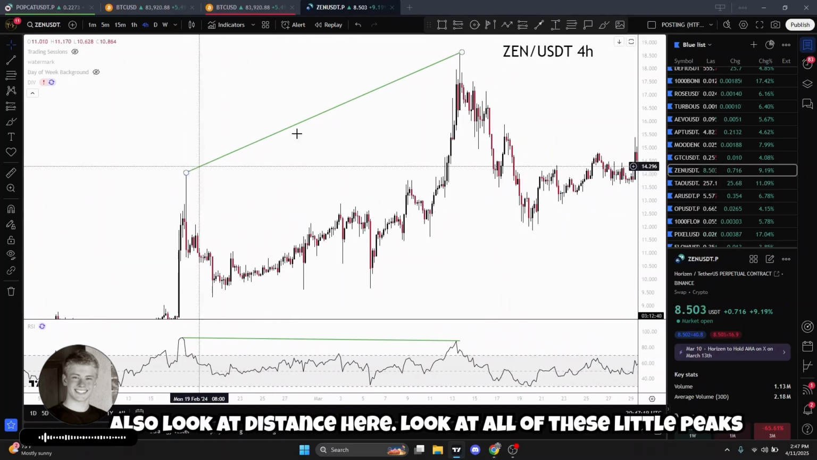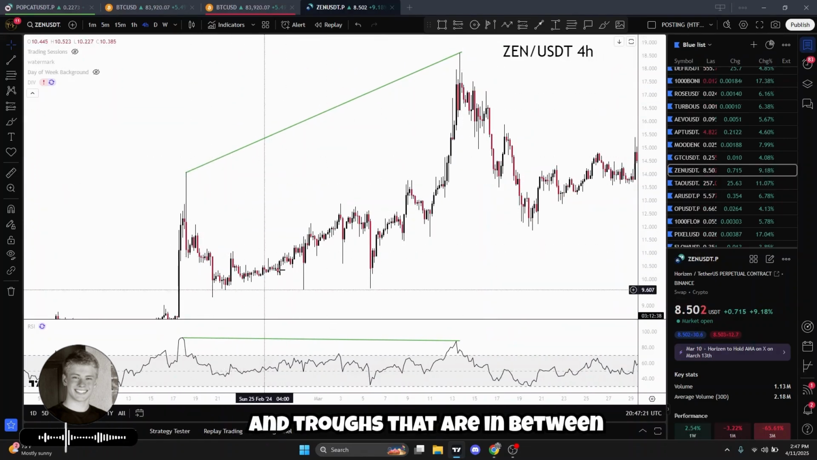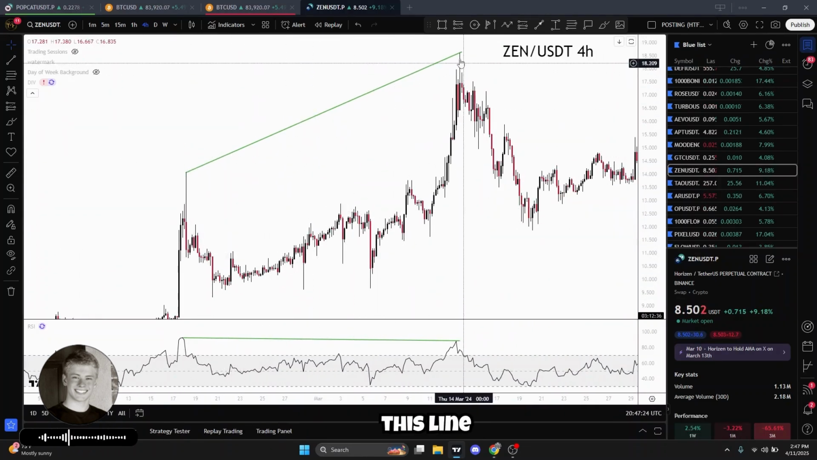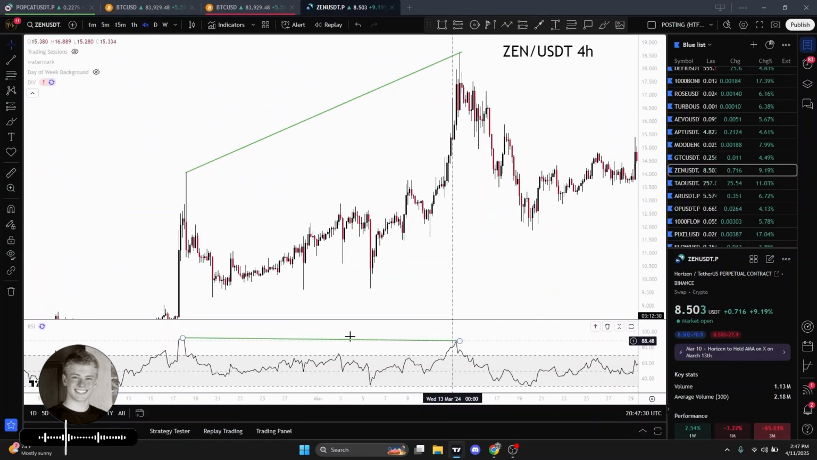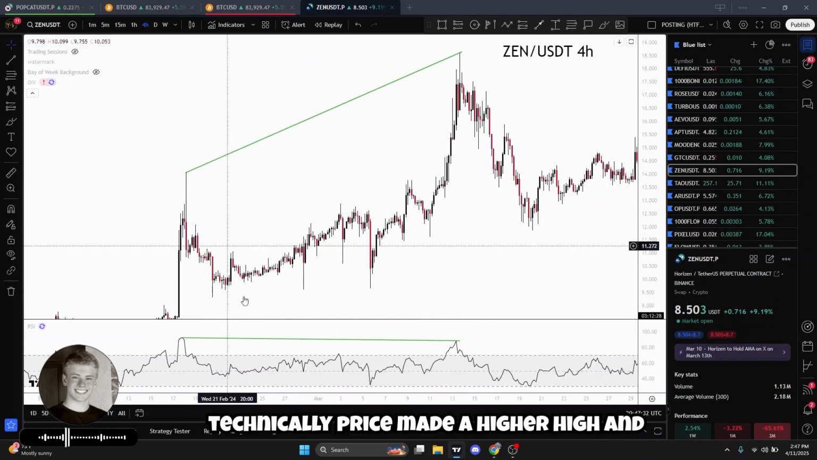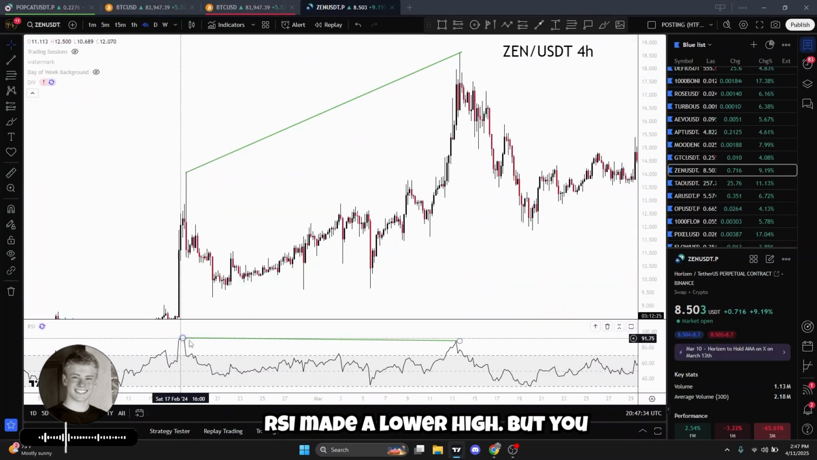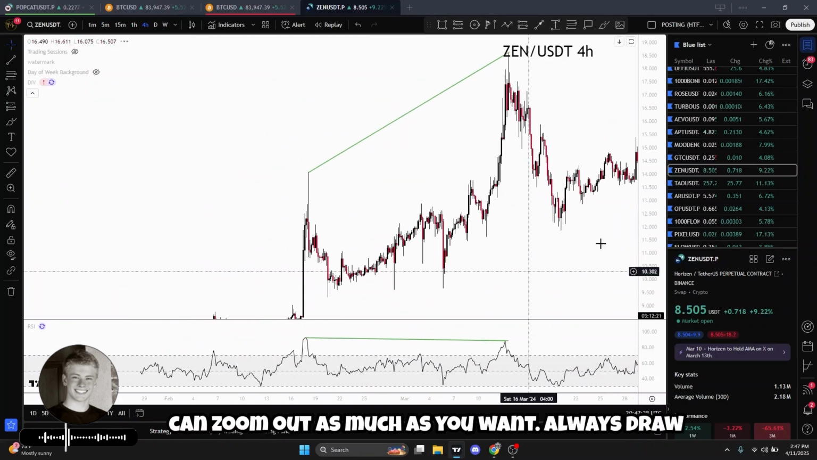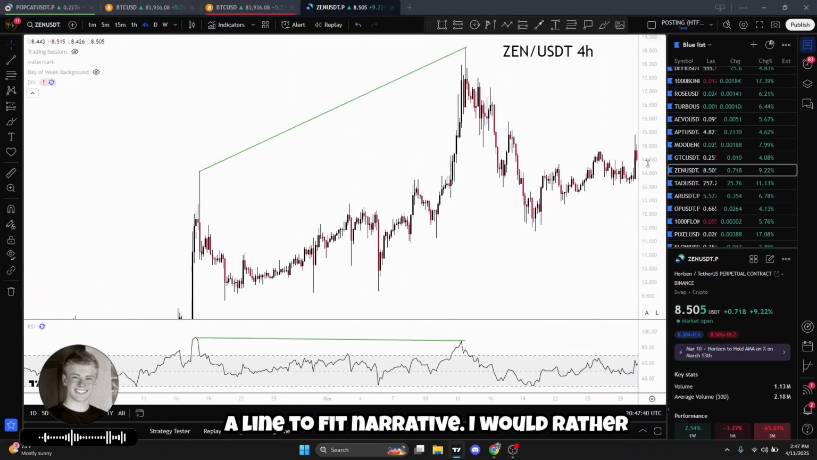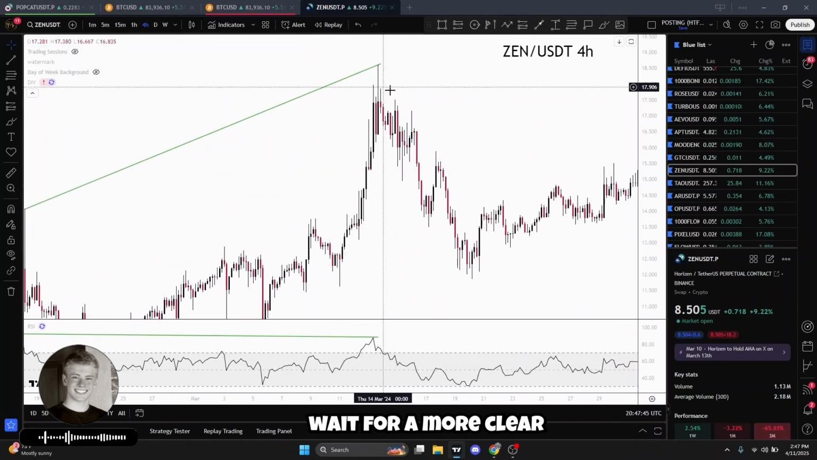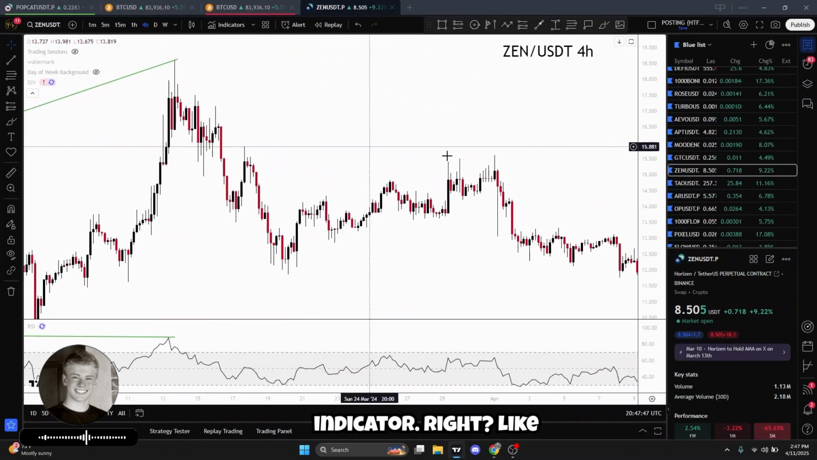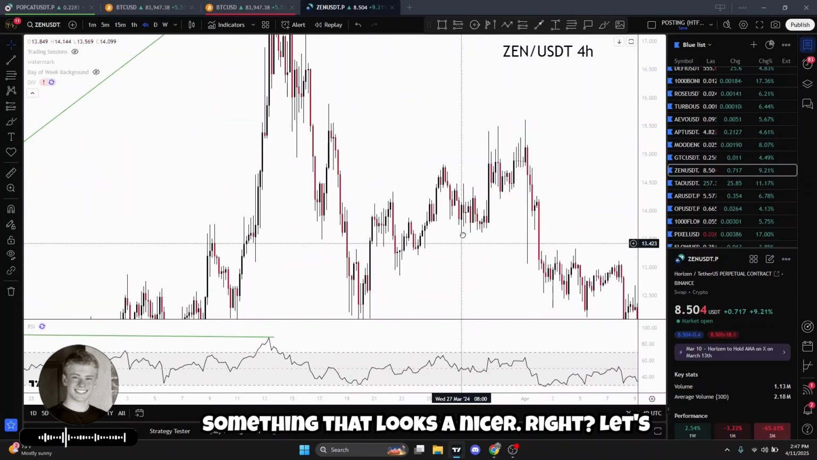And then also look at the distance here. Look at all of these little peaks and troughs that are in between this line that I've drawn. Yes, sure, technically price made a higher high and RSI made a lower high, but you can zoom out as much as you want. You could always draw a line to fit your narrative. I would rather wait for a more clear indicator, right? Like something that looks a little nicer, right?